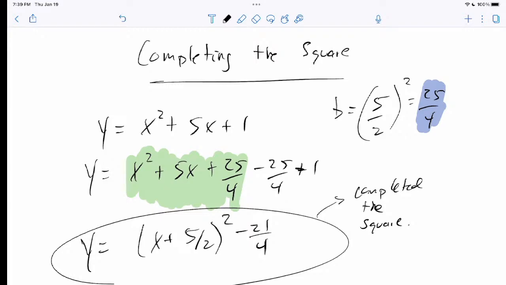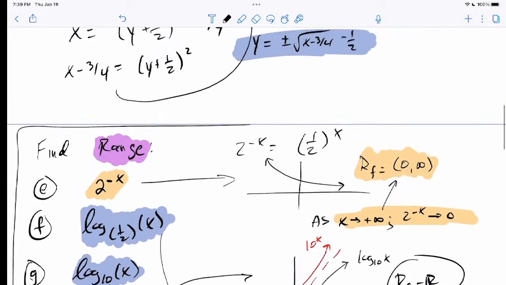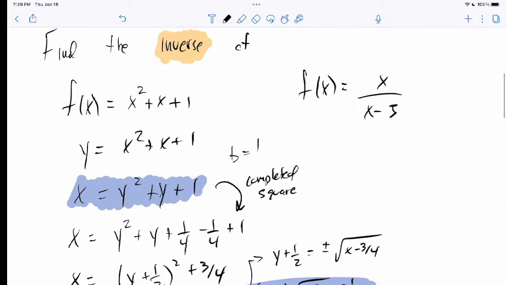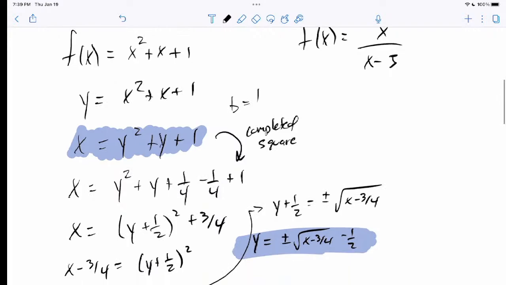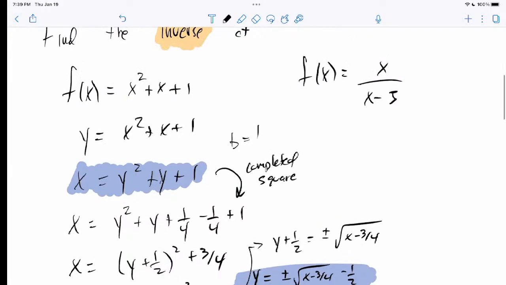All right, is this okay? The idea of completing the square? Good. So that's sort of how I got this here, but this is not a function. Remember, when you take your inverse, you don't always get a function. Sometimes you have to restrict the domain to make it a function.